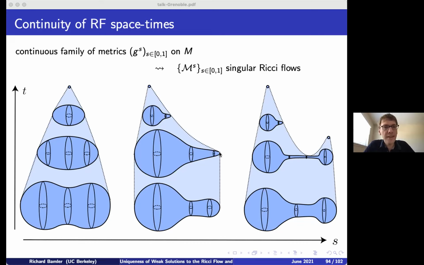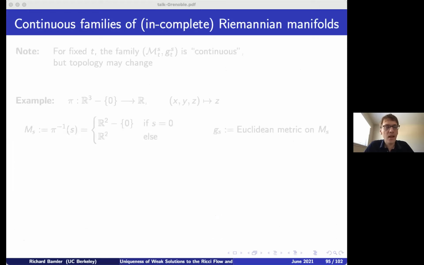But the difficulty again here is that these singular Ricci flows are only defined up to isometry. Okay, so potentially for every S, we could have manifolds M_S that are defined using completely different techniques, and points that have completely different names. Okay, so we will need to find a way to say that these fit into some continuous family, and we'll have to allow for the change of topology. All right, and so to discuss this, let me first discuss a baby case here.